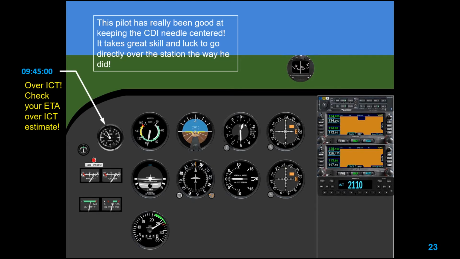We're passing exactly over the VOR station now at 9:45. Please record this time and check your estimate. The pilot has been really good at keeping the CDI needle centered. It takes great skill and luck to go directly over the station the way he did.